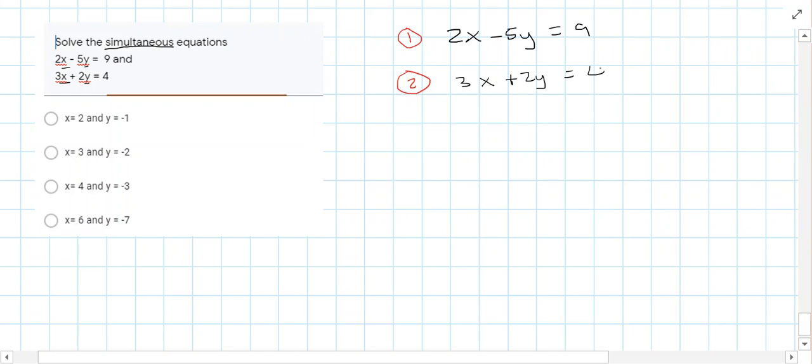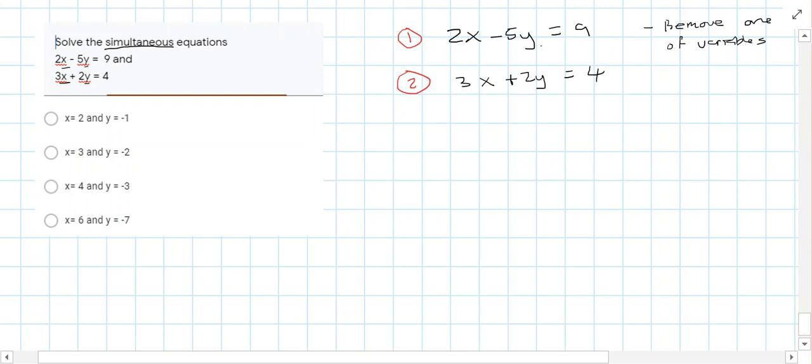Now, the first thing you want to do is remove one of the variables. What we mean by that is you want to either get rid of the x variables or get rid of the y variables. So how do you do that? Well, we can add these two equations together, and when we add them together, we want, let's say for example, the y variables to cancel each other out.